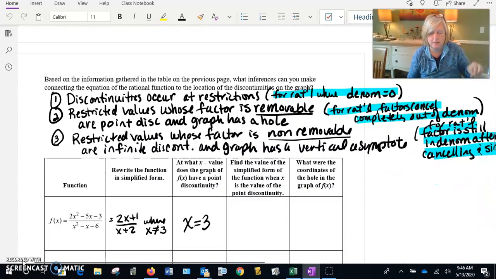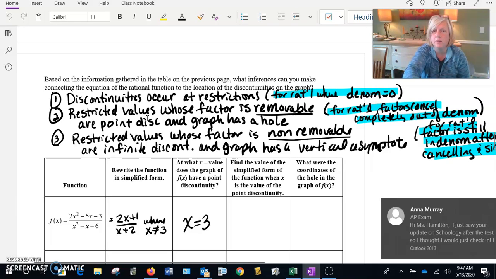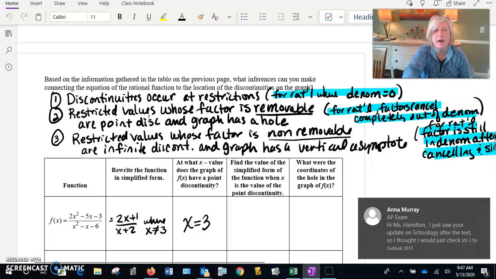So the three facts that I wanted you to get out of this discussion was that first, discontinuities always occur at restrictions. It may not be the only time they occur, but they always occur at restrictions. And for rational functions, that would be whatever makes the denominator equal to 0. Those are our restricted values that we just found by setting the denominator equal to 0, and I'm stating it more generally than for rational functions because we have talked about many functions.